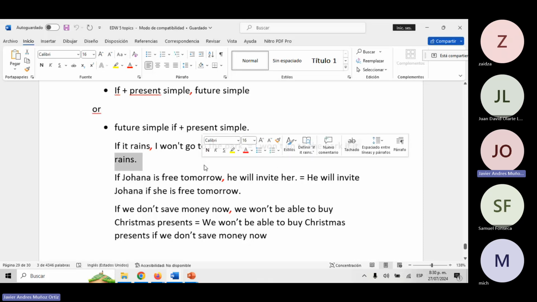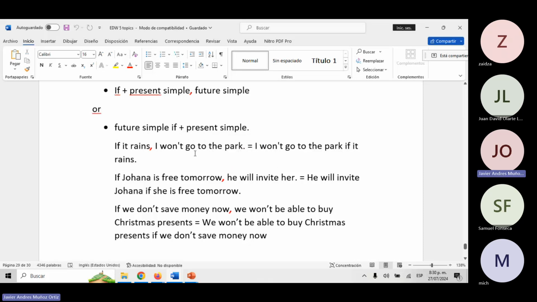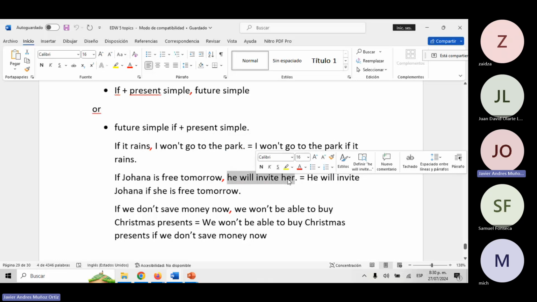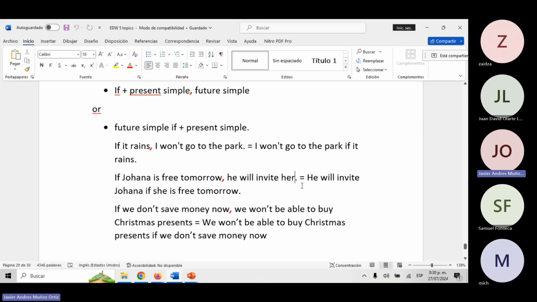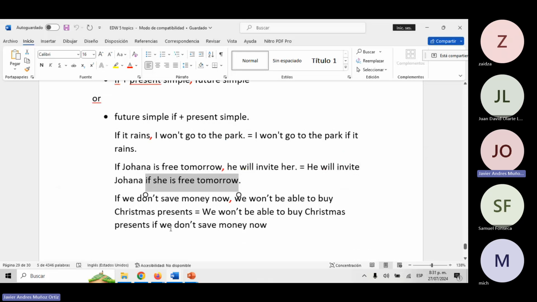Another two examples. If Joanna is free tomorrow, Mario will invite her to have dinner, let's suppose that. Or vice versa, the effect first: Mario will invite Joanna to have dinner, let's suppose that, if Joanna is free tomorrow. And the last example, cause first.